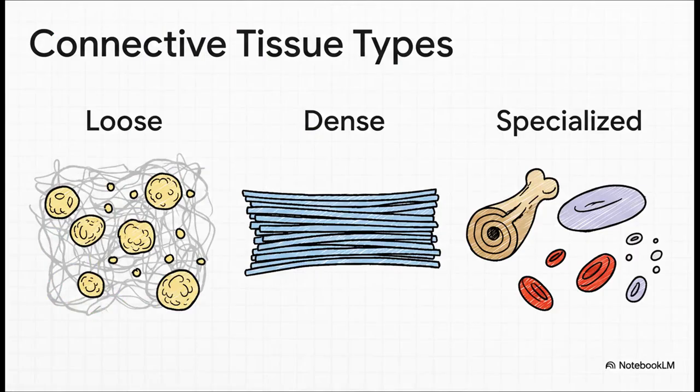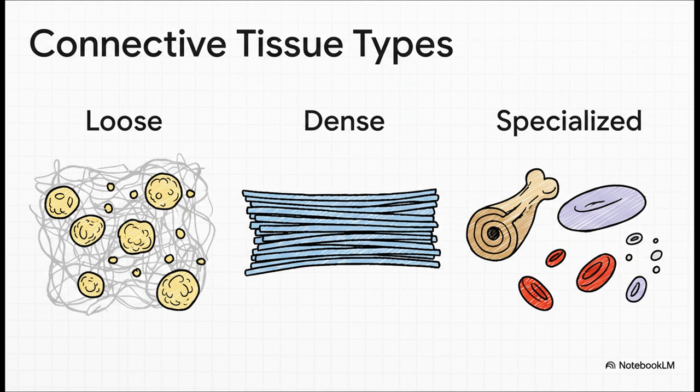And this one category is just incredibly versatile. It ranges from that soft, web-like areolar tissue that cushions your organs, to the adipose tissue that stores energy as fat, all the way to that dense, rope-like tissue that forms your tough tendons and ligaments.